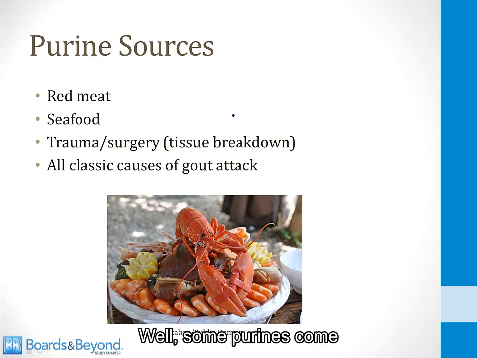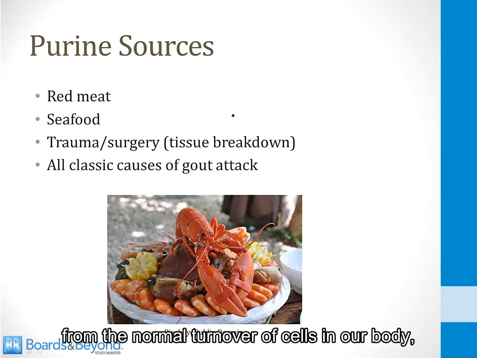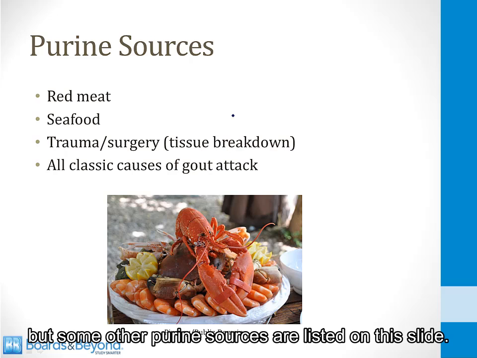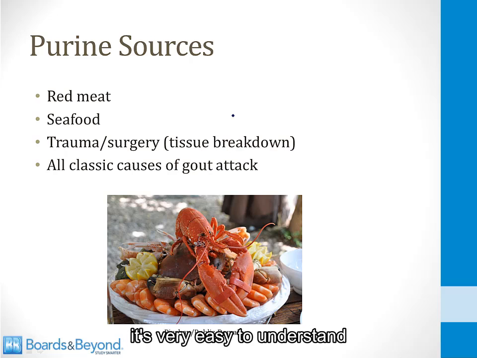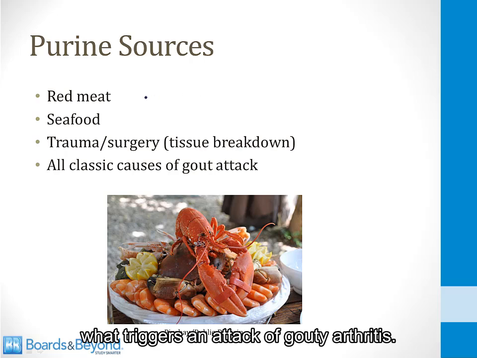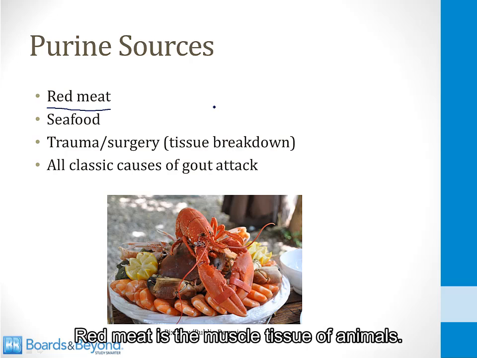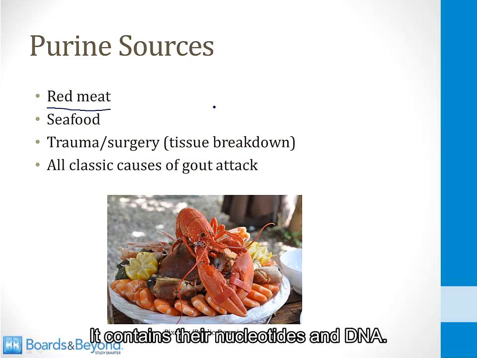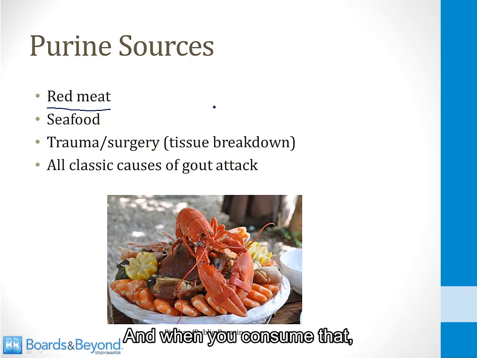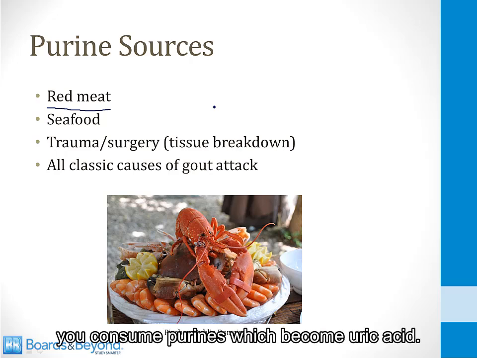Well, some purines come from the normal turnover of cells in our body, but some other purine sources are listed on this slide. And if you understand these, it's very easy to understand what triggers an attack of gouty arthritis. So red meat contains lots of purines. Red meat is the muscle tissue of animals. It contains their nucleotides and DNA, and when you consume that, you consume purines, which become uric acid.